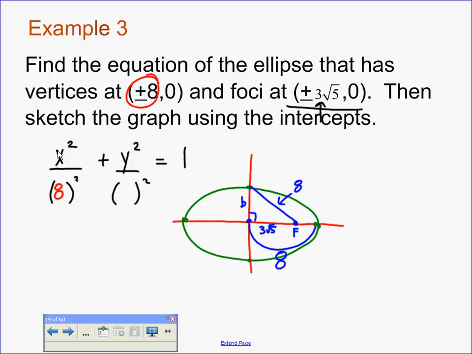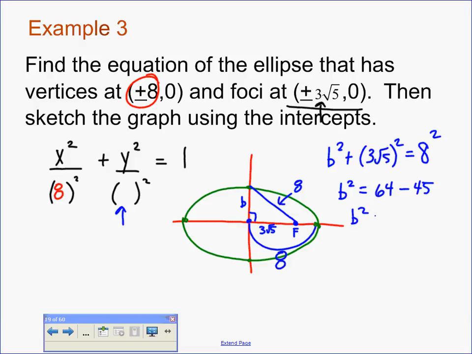Okay, so now I have a right triangle, and I'm trying to find b so that I can finish up my equation here. So I've got b squared plus the 3 root 5 squared is going to give me 8 squared. So b squared is going to be 64 minus, if I square the 3, I get 9. If I square the root 5, I get 5. So 9 times 5 is going to give me 45. Okay, and so b squared is going to be 19, and then b is going to be the square root of 19.